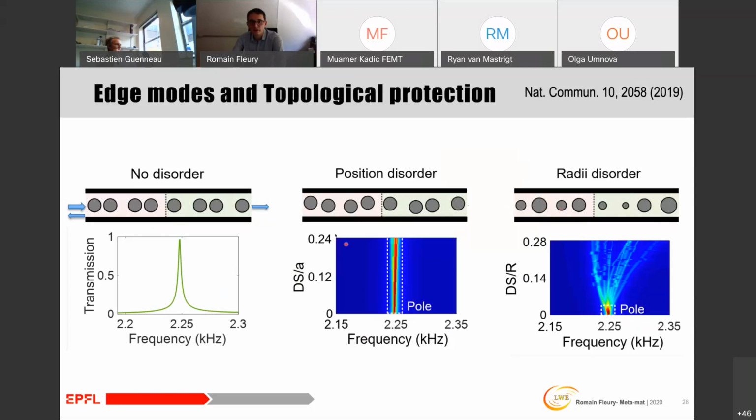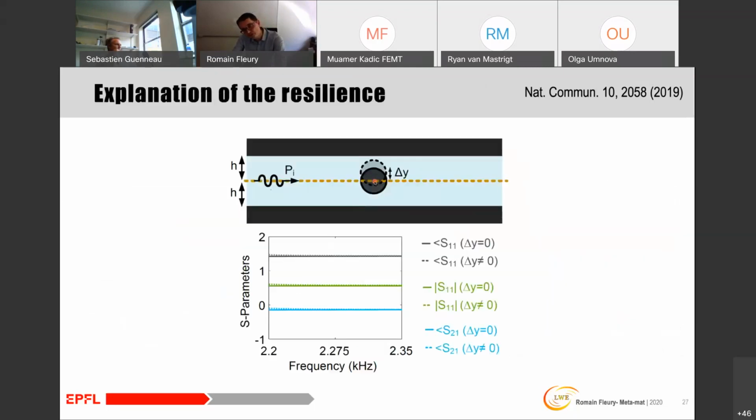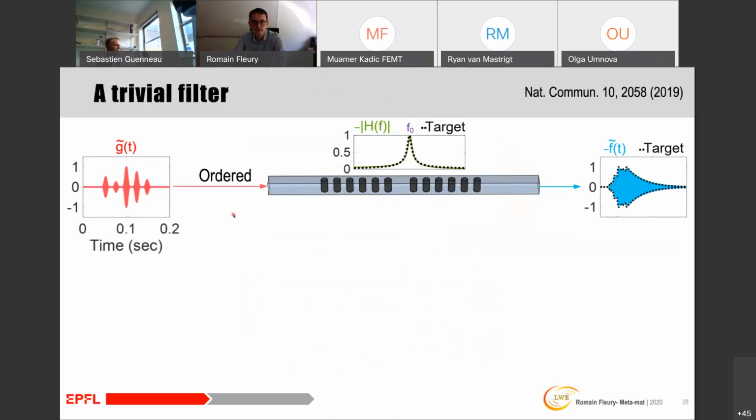But wait a second here. Why can I say that when I shift them, they have the same S matrix? So is it consistent with the theory? We check this. Of course, if you move the cylinder horizontally, it has the same S matrix. That's clear. But if you move it up, it's not so clear. Well, it just happens that we are working in a frequency range where if you move this guy up, you don't change the S matrix, neither the amplitude or phase of the S parameters, and we check this numerically. So this is consistent with the theory, that we need to have this symmetry protection. So now we're ready to make filters.